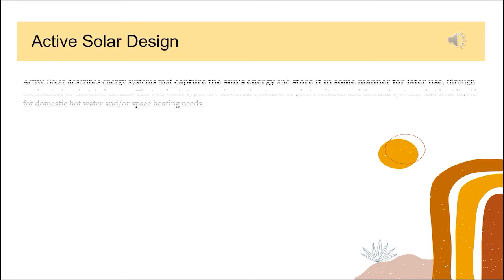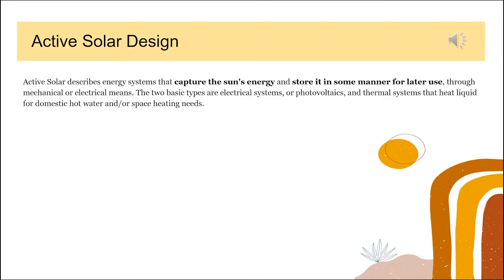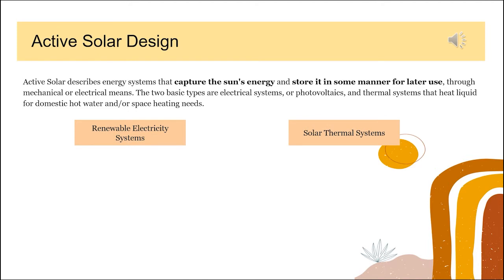Active solar describes energy systems that capture the sun's energy and store it in some manner for later use through mechanical or electrical means. The 2 basic types of active solar design are the electrical system and the thermal system that heats liquid for domestic hot water. There are 2 types of active solar design, which are the renewable electricity system and solar thermal systems.